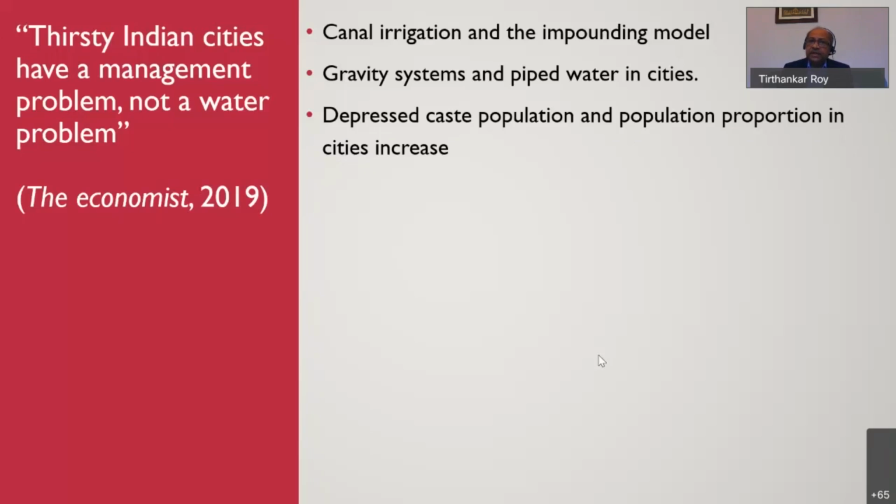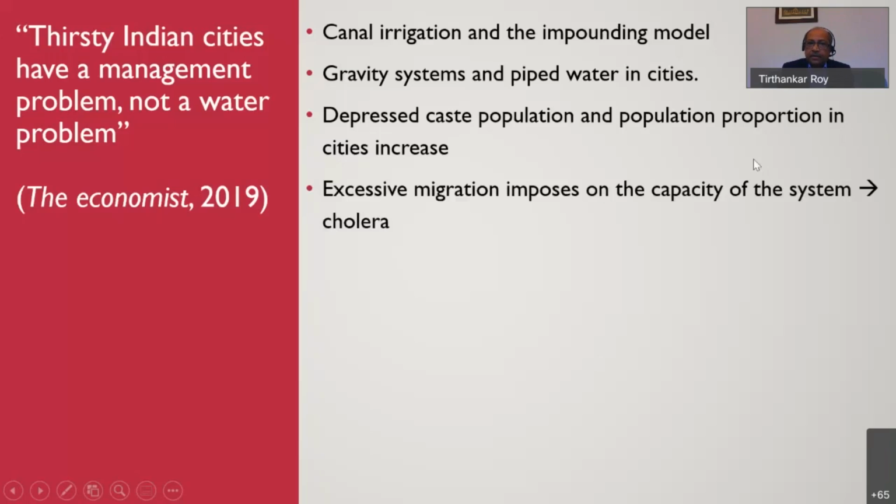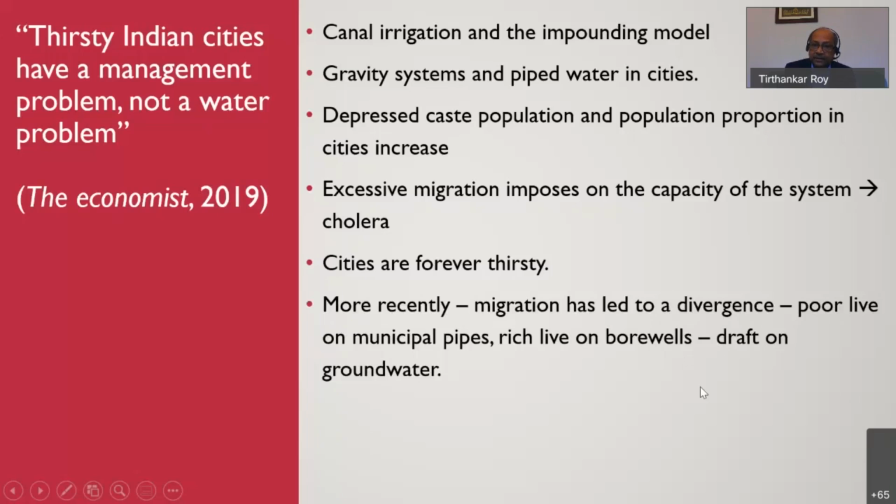So cities received more depressed caste population, who often came from a segregation situation to a much more equal rights situation in the cities. But as migration increased, not just of depressed castes but of everybody, partly because cities were a more water secure geography, it imposed on the capacity of these systems and led to cholera and other epidemics. The cities solved the problem, but the moment they solved it, there was a wave of migration into the cities. They were forever water scarce, not exactly naturally water scarce, but because of migration, they were water scarce.